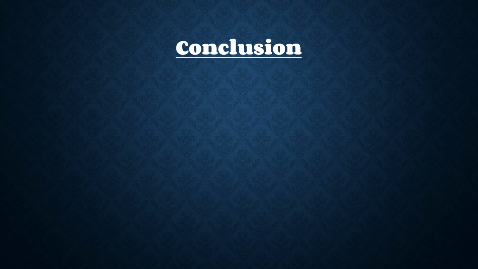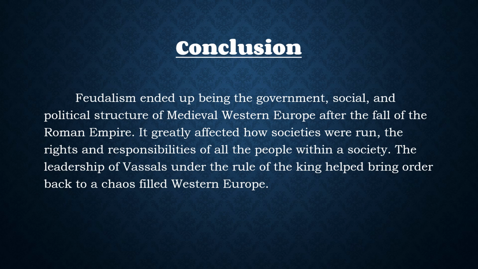In conclusion, feudalism ended up being the government, social, and political structure of medieval Western Europe after the fall of the Roman Empire. It greatly affected how societies were run, and the rights and responsibilities of all the people within a society. The leadership of vassals under the rule of the king helped bring order back to a chaos-filled Western Europe.